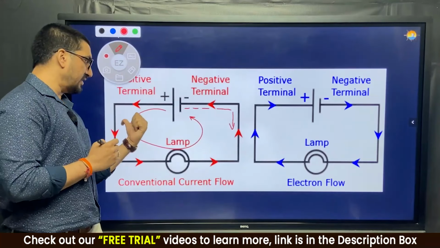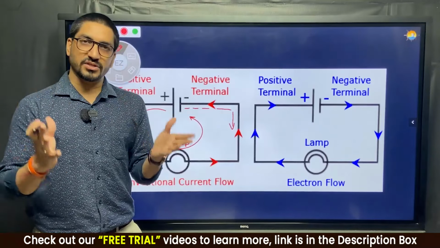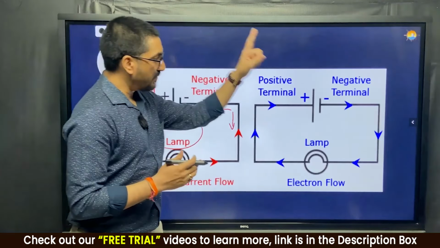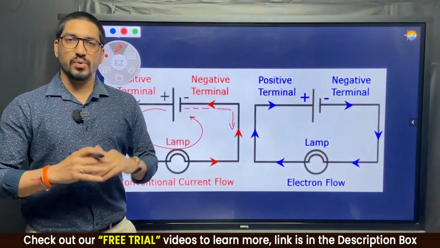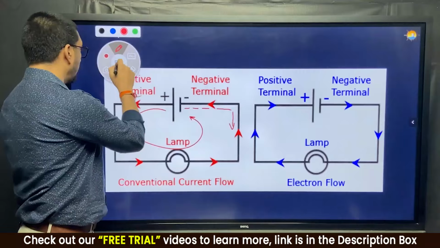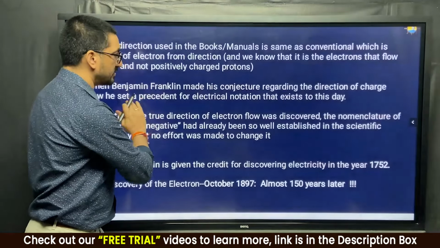But then why, when we talk about the current flow, do we talk about this? And this should have been this. So where does the problem lie? Let's see. Let's go back and see the reason.